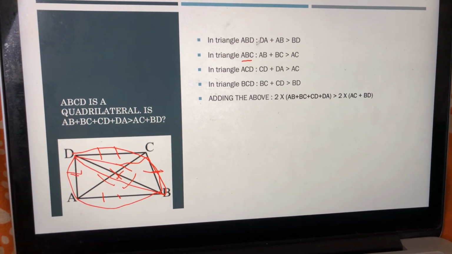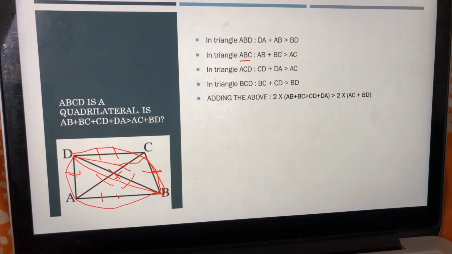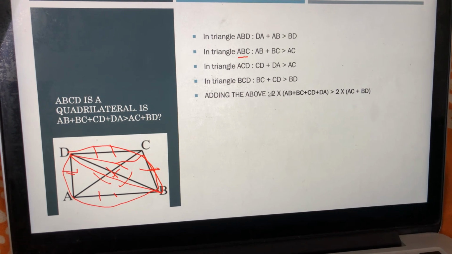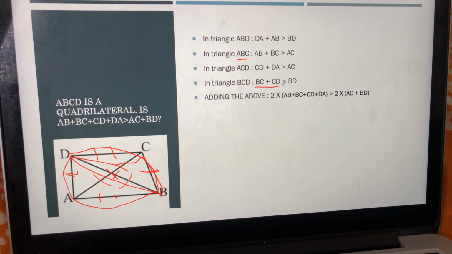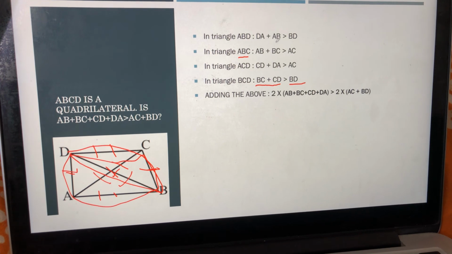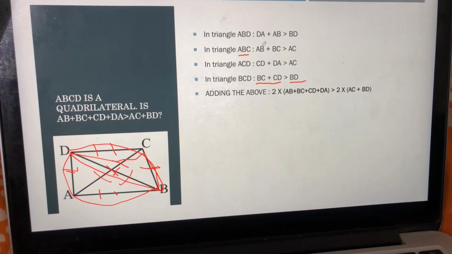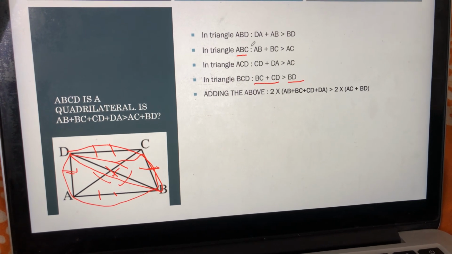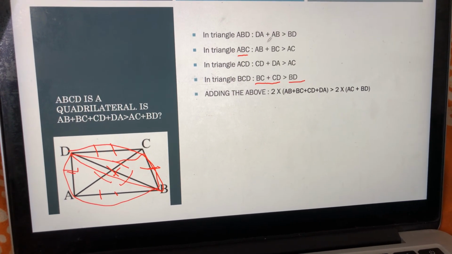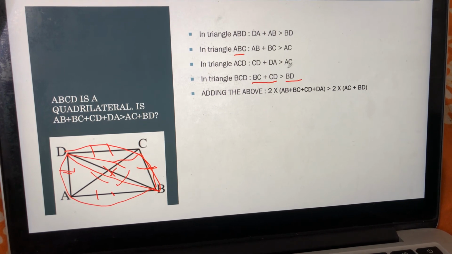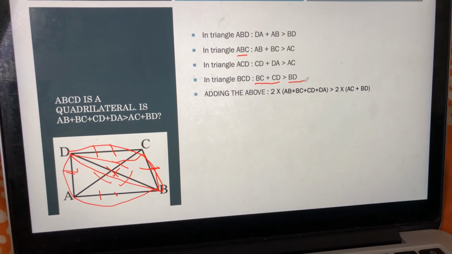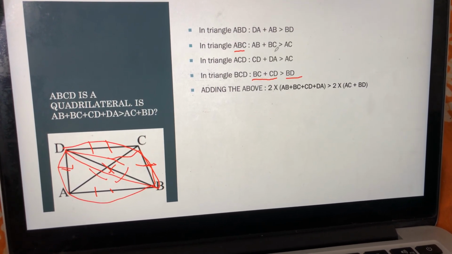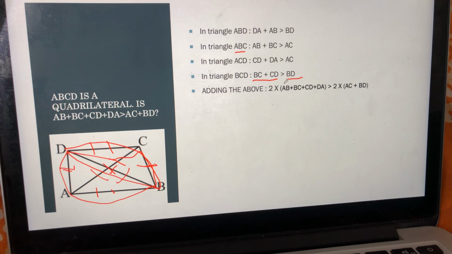So we have in total 4 different triangles, 4 different equations, and let's add these. Let's add the left hand side, and then add the right hand side. What do you observe here? AB is repeated twice, CD is repeated twice, DA is repeated twice, BC is repeated twice. Similarly on this side, AC is repeated twice and BD is repeated twice. So this is nothing but 2 into AB plus BC plus CD plus DA.